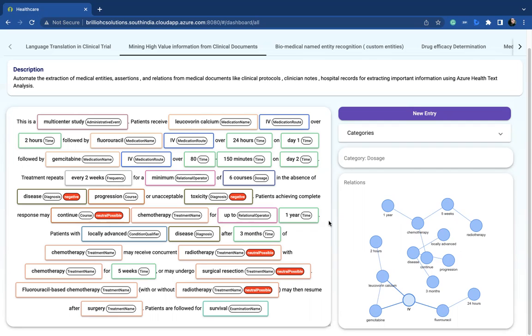As you can see, the solution recognizes the various entities, like say, for example, the medication name or the medication route, and so on, along with relationships. Say, for example, fluorosil here is actually related to the entity 24 hours through the time of medication relation, and so on.